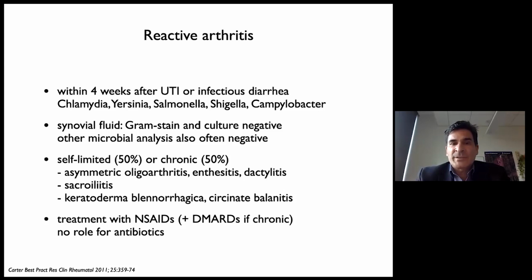Synovial fluid aspirates, if obtained from a swollen joint in a patient with reactive arthritis, are negative for gram stain and culture by definition. Reactive arthritis is in about 50% of cases self-limited. In the other 50%, the acute arthritis may become chronic. Clinically, reactive arthritis has features also seen in other types of spondyloarthritis. So asymmetric oligoarthritis, enthesitis, dactylitis can be found.